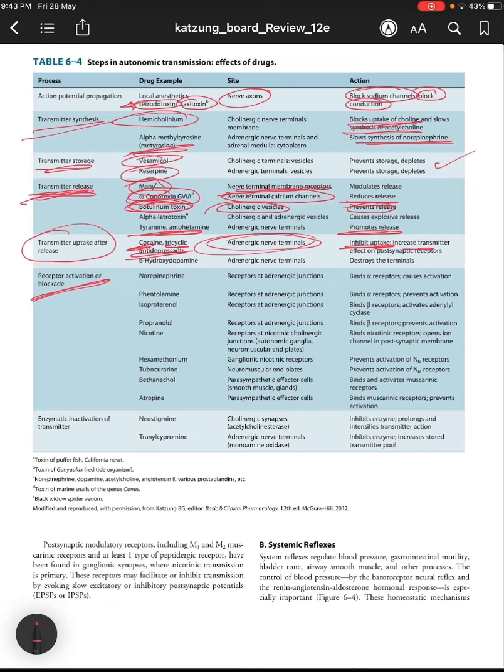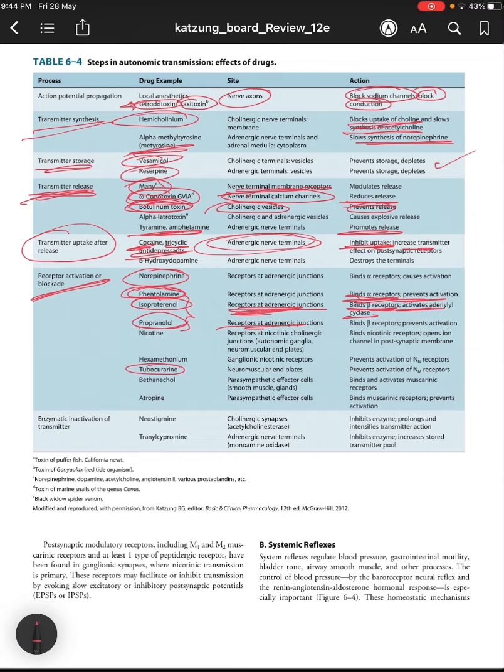So coming to receptor activation or blockade, we have norepinephrine, we have phentolamine, okay, we have isoproterenol and propranolol. Okay, all these -lols are beta blockers. Alpha blockers. They act on receptors at adrenergic junctions. They bind beta receptors and activate adenylyl cyclase, bind alpha receptors and prevent activation.